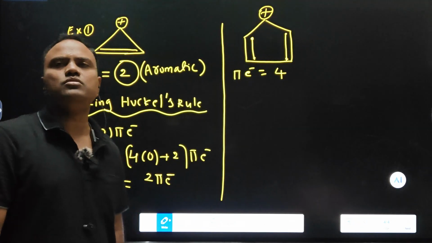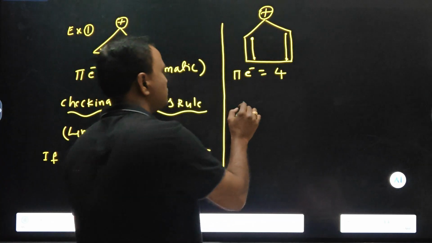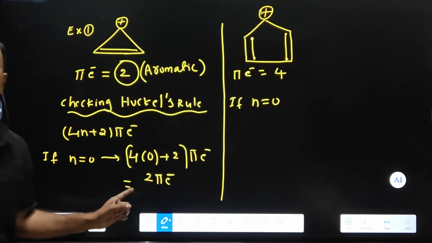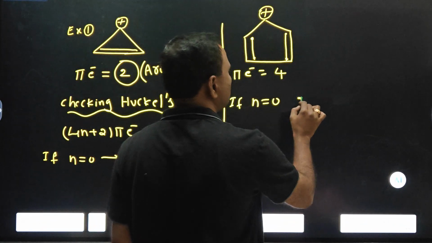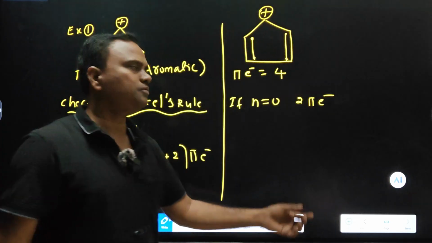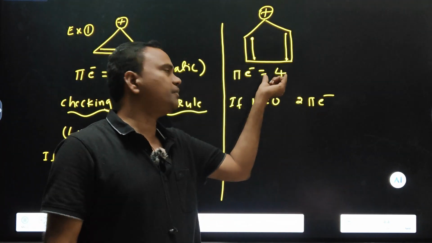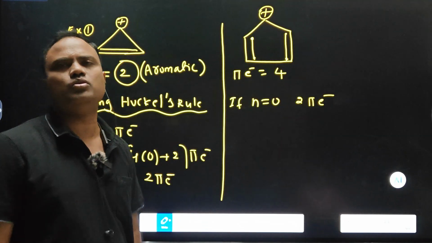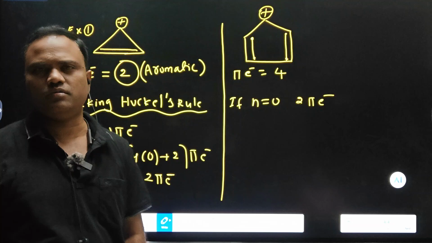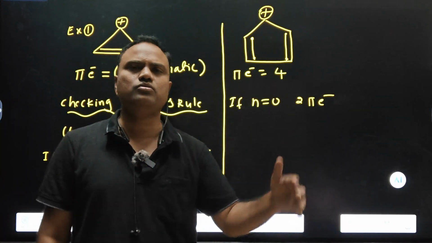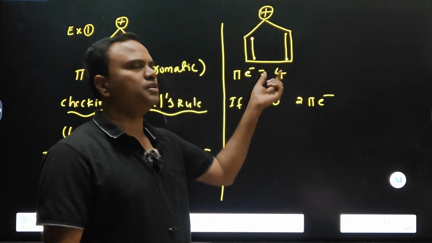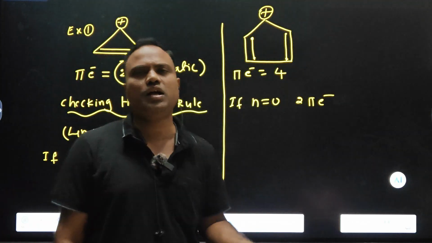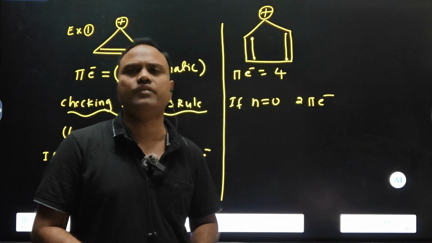Now, according to Huckel's rule, how many pi electrons are present? Checking Huckel's rule, first substitute n is equal to 0. If n is equal to 0, we already got 2 pi electrons. But in the given structure there are 4 pi electrons. Is the value matching? No, it is not matching. So we have to go for n is equal to 1. For any value of n, 0, 1, 2, 3, if you get the same pi electrons, then the compound is aromatic.